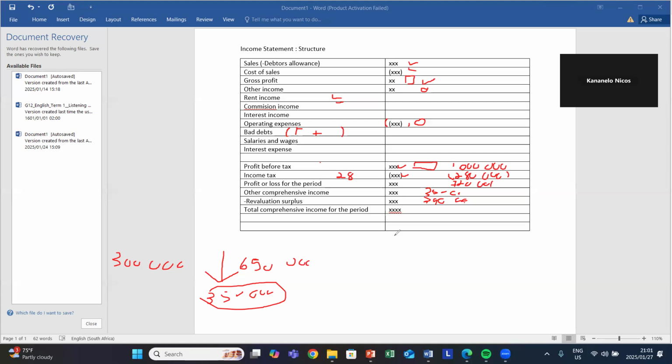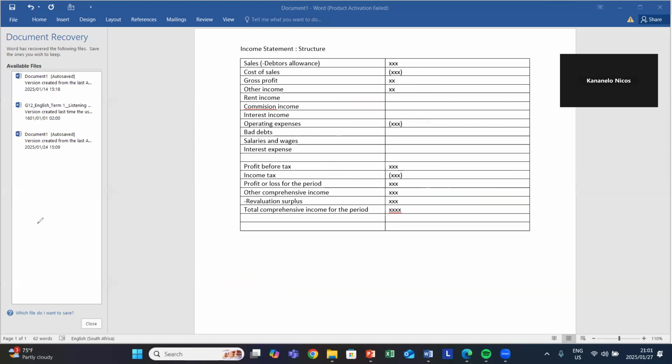So that is the structure you'll be using for your income statement. What's most important is your structure. You should be able to calculate your profit and also your other comprehensive income as they're important. If you cannot comprehend the structure, it's going to be much more difficult for you to write everything.